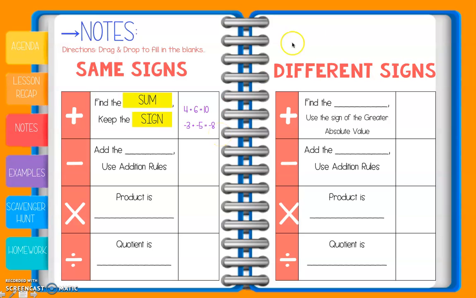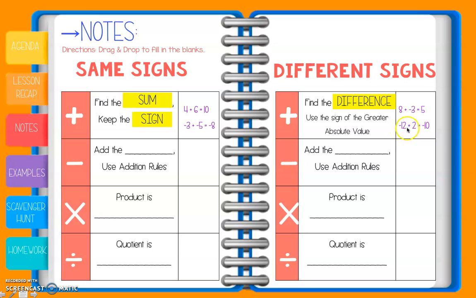Okay, now if they are different signs, but we're still adding, we're going to find the difference. So those two can help you remember those two. If they're different signs, find the difference. And then we're going to use the sign of the one with the greater absolute value. So for example, we have 8 plus negative 3. We're going to find the difference. The difference between 8 and 3 is 5. Then 8 has the greater absolute value, so it's a positive 5.